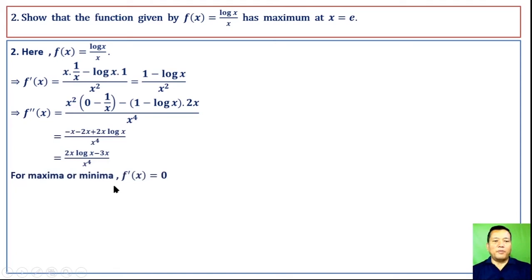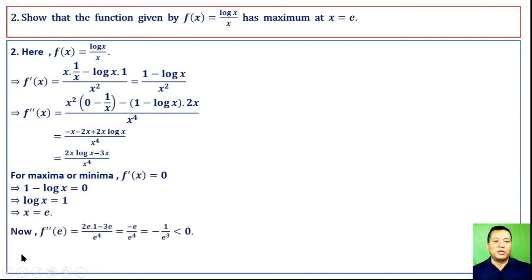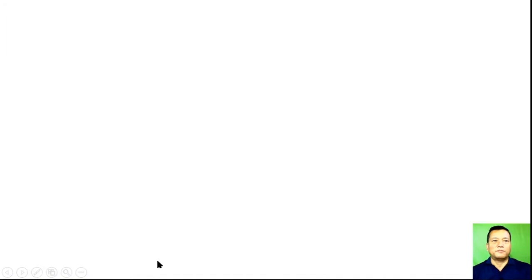For maxima or minima we have to put f dash x equal to 0, whose value is 1 minus log x by x square equal to 0. That gives log x equal to 1, which gives x equal to e. Now for f double dash of e, we put x equal to e, and we get minus 1 by e cube, which is less than 0. Thus f has a maximum at x equal to e, hence proved.